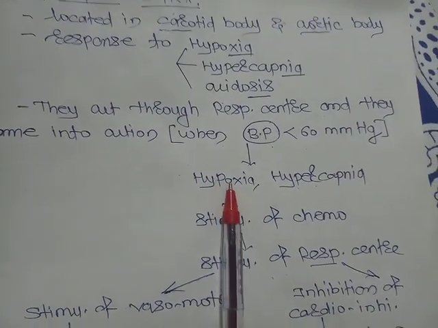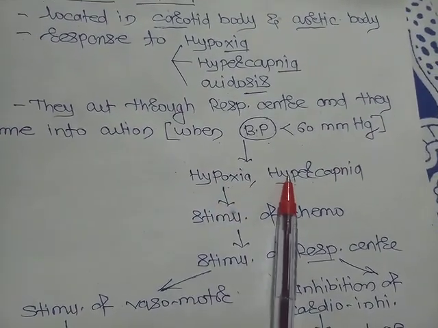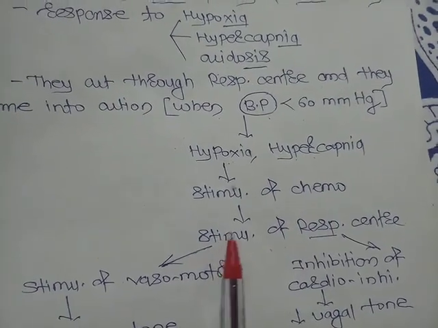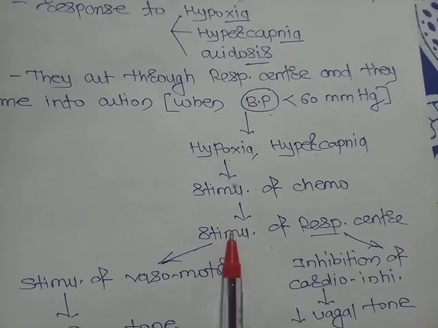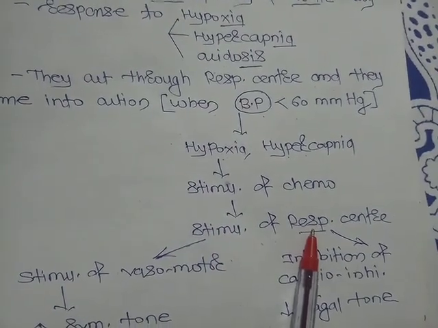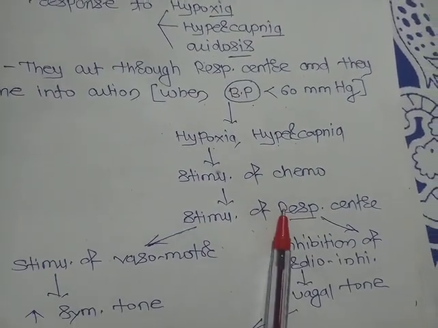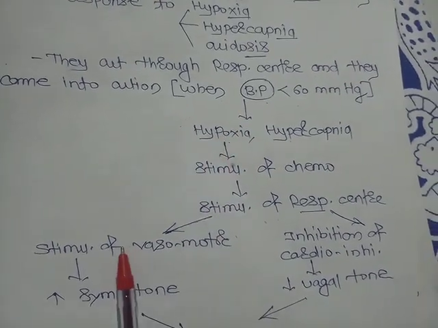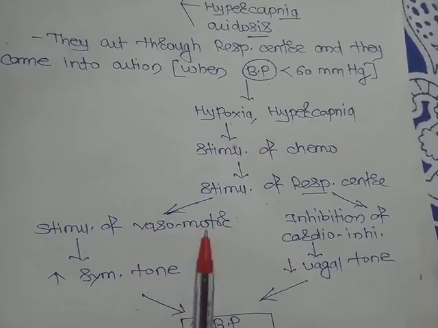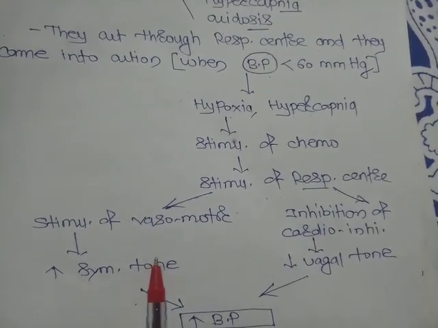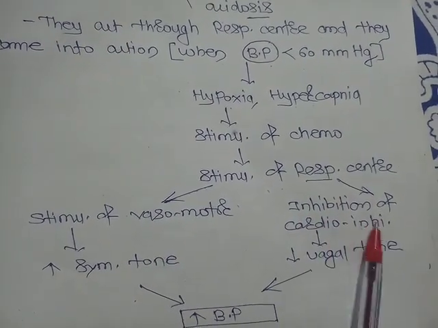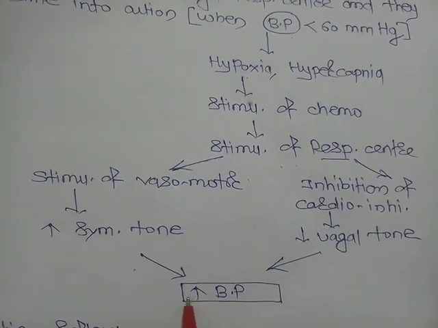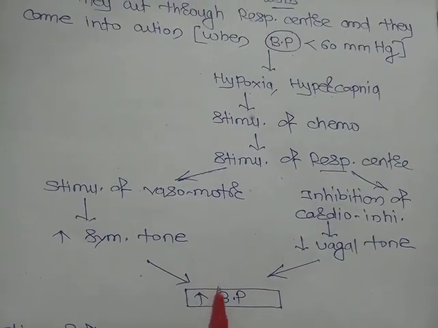Whenever there is hypoxia or hypercapnia, there is stimulation of the chemoreceptors, and because of that there is stimulation of the respiratory center. And what happens here? There is a decrease in BP, so there is a stimulation of the vasomotor center. So there is an increase in the sympathetic tone and inhibition of the cardioinhibitory center. That means there is a decrease in the vagal tone, and ultimately there is an increase in the blood pressure.